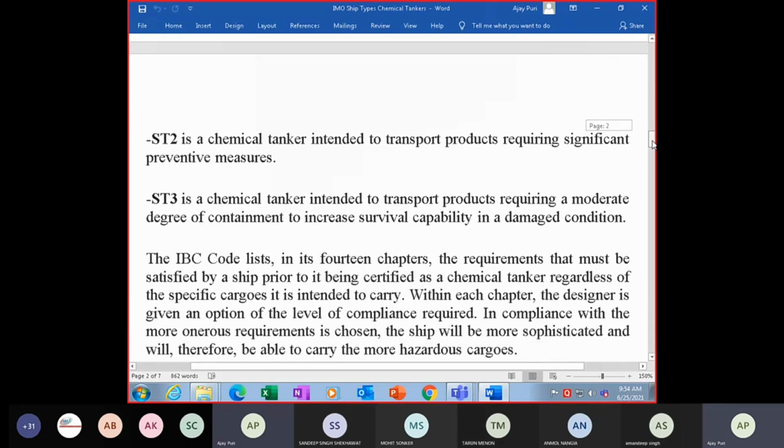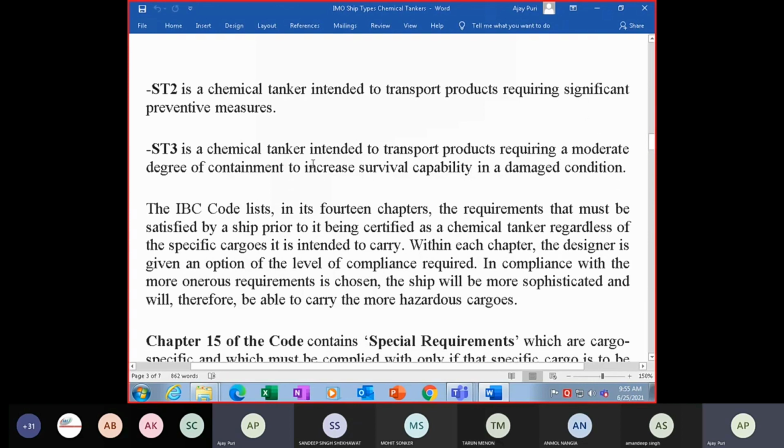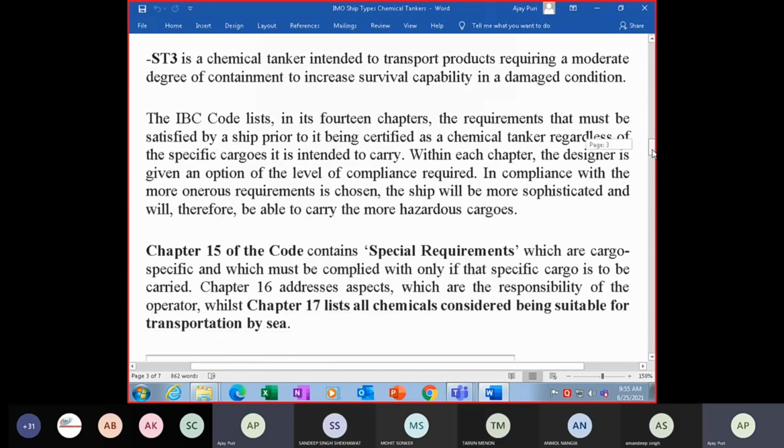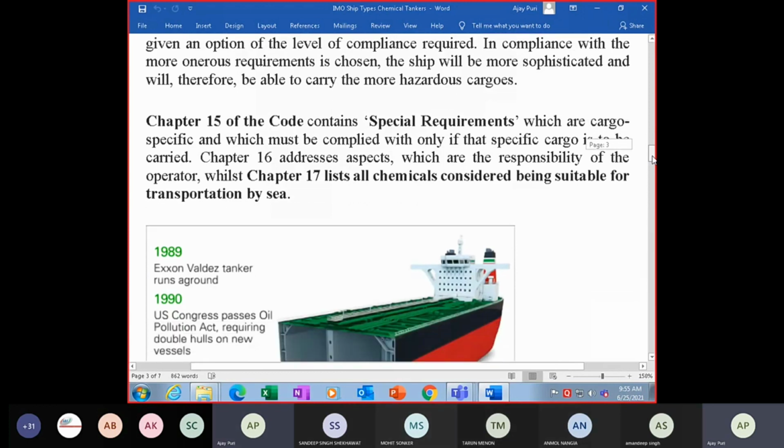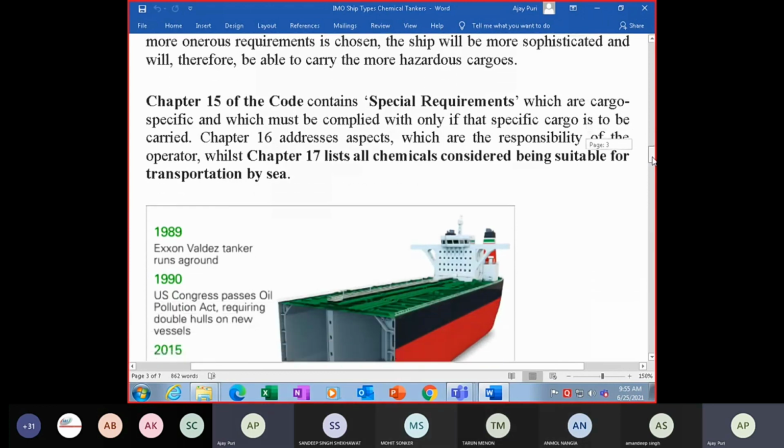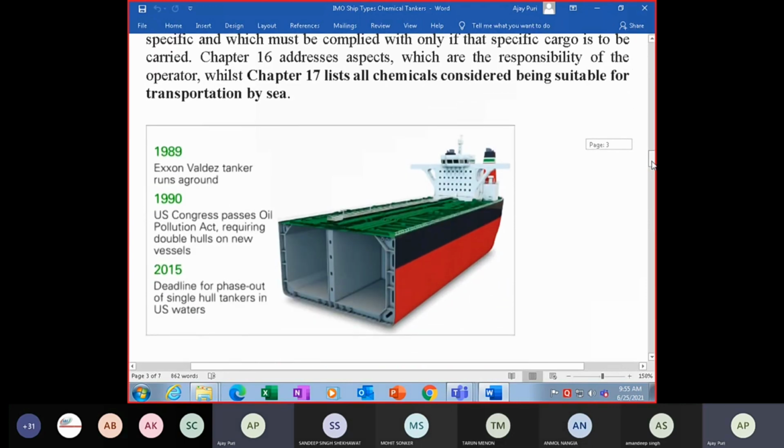टाइप 2 में यू हैव कैटेगरी वाई टाइप. सो कैटेगरी वाई टाइप जो है वो बेसिकली हाईली विस्कस वाले हैं. उनकी स्पेसिफिकेशन भी अभी आपको बताऊंगा एंड में क्या क्या टाइप है. जेड टाइप में इतना स्ट्रिंजेंट मेजर नहीं है, सो दैट इज 2 और 3. सो IBC कोड has got 14 chapters and chapter 15 will have special requirements, chapter 16 will have responsibility, chapter 17 will be chemicals considered to be suitable for transportation.